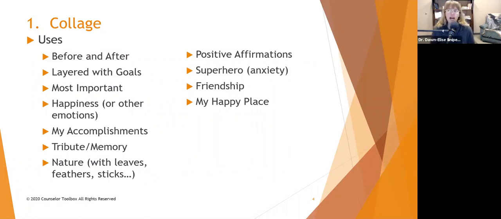You can do a collage of a superhero for people who have a lot of anxiety. They may create in their mind and create a collage that represents their superhero that's going to help protect them from their anxiety. You can do a collage about friends or your happy place. My happy place is a cabin in the mountains with a babbling brook. I can go on. And you want to encourage people to think about, what is it that your happy place looks like, and how can you create it in this format, in a collage sort of format.